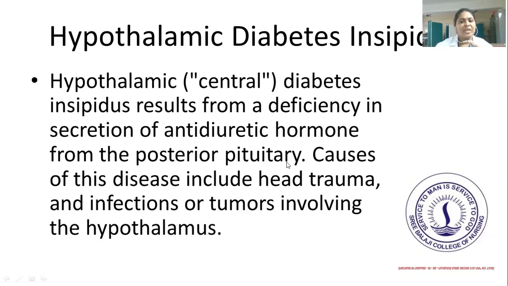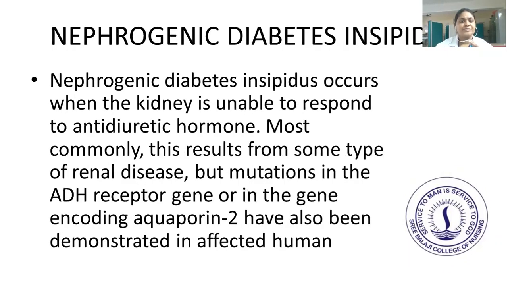Mostly this disease is caused by head trauma. When there is a head trauma, or if the patient is having any infections in the brain like meningitis, or tumors involving the hypothalamus, it's called hypothalamic diabetes insipidus. Next is the nephrogenic diabetes insipidus.